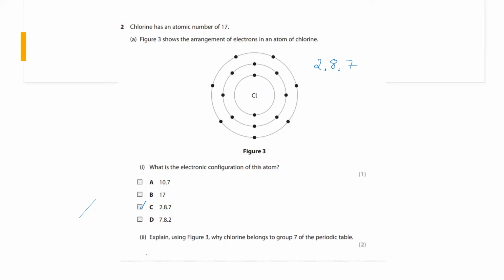So this is actually more straightforward than people think. The group that the element belongs in is just the number of electrons in the outer shell. So chlorine has 7 electrons in its outer shell.